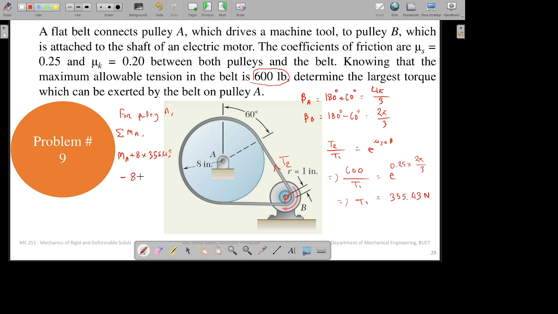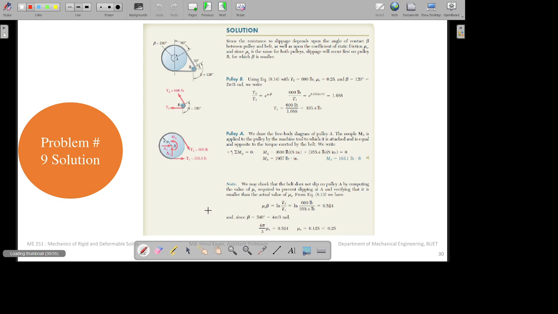So minus 8 into, the distance remains the same, 8 inch, which is the radius of pulley A, into 600, which is given, 600 pound, equal to 0. From that you will find the value of MA, which comes out to be 1956.56 pound inch. Remember the unit over here, pound inch. So that was the solution from the book. You can have a look over here.